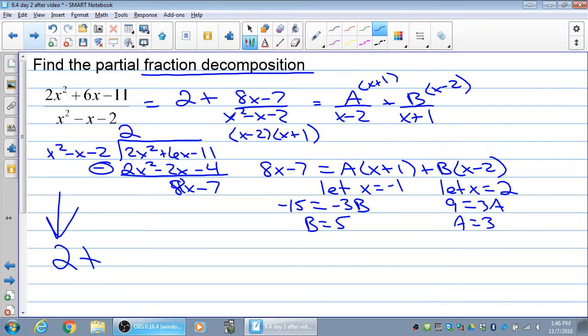So the final answer is 2 plus. Don't forget to bring that with on the answer. I can see how, hopefully you can see how easy that would be to forget to write that. And then we have 3 over x minus 2 plus 5 over x plus 1. Now, if you're looking at the solutions and they have their a as 5 and their b is 3, they're going to end up putting it over the same factors. So don't worry too much about your a and b, just worry about did you get the answer right rather than did you have it the same way. It can be either way.